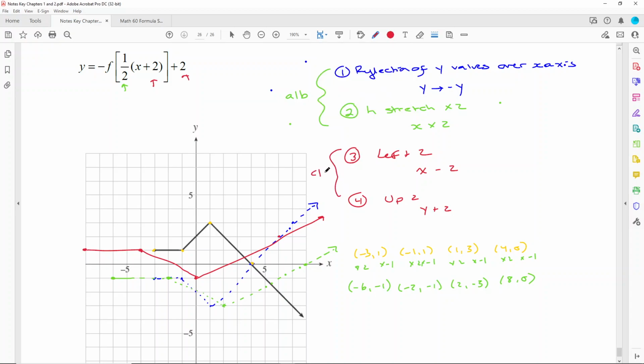Now I'm going to do these last 2 transformations together. I'm going to do C and D. Maybe I graph the green one and then I move it, or maybe I do it here. I'm going to go left 2, up 2: -8, +1. Left 2, up 2: -4, +1. Left 2, up 2: 0, -1. And lastly, left 2, up 2: 6, 2.